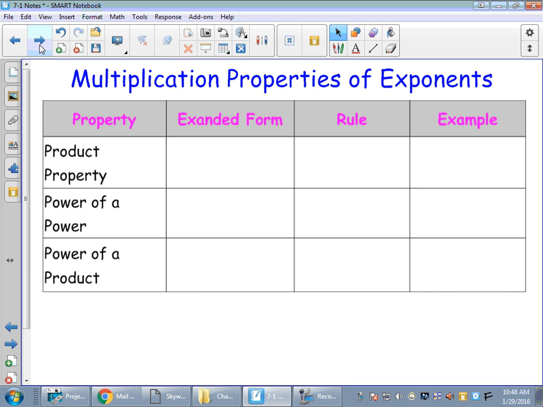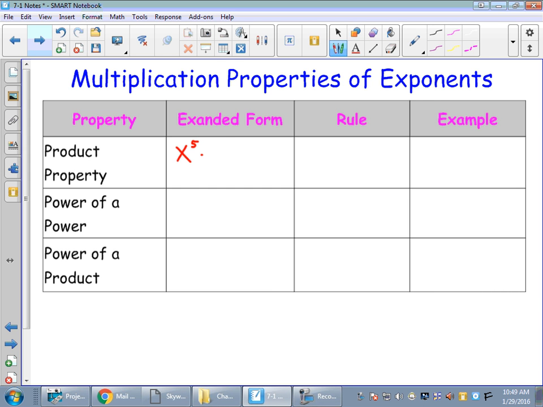On your homework, or when we do this work, I'm going to expect you to do both, and that's how you're going to decide if your answer is correct or not. You're going to have to learn how to expand, and then you're also going to have to learn how to use the rule. So the product property is basically the property that allows us to multiply 2 monomials.